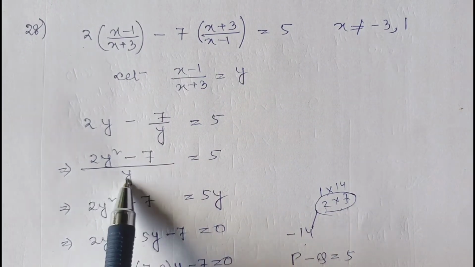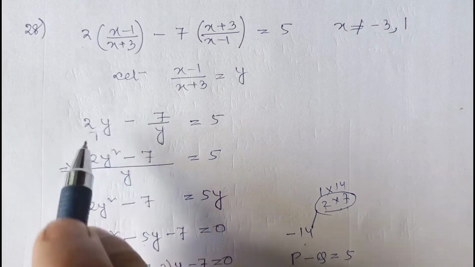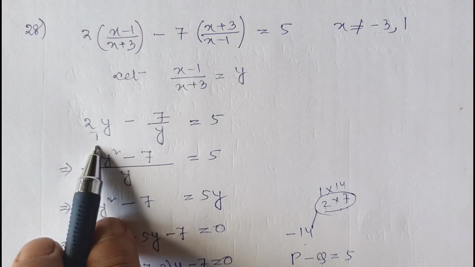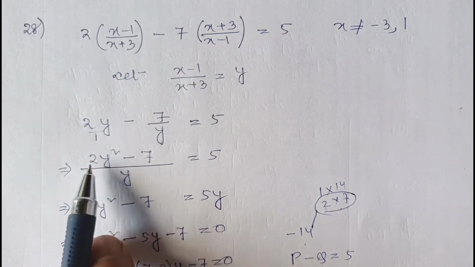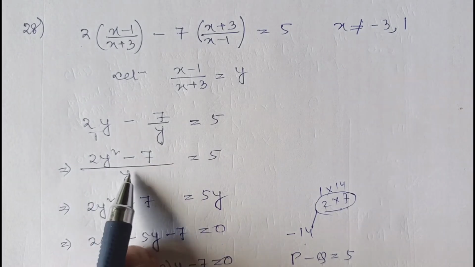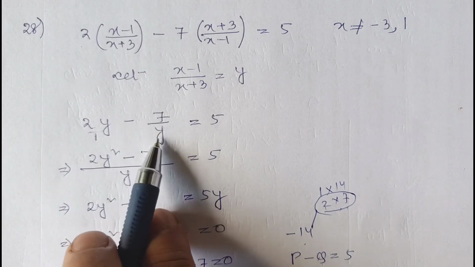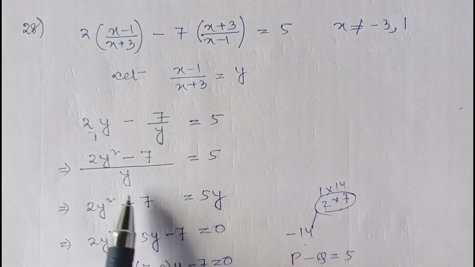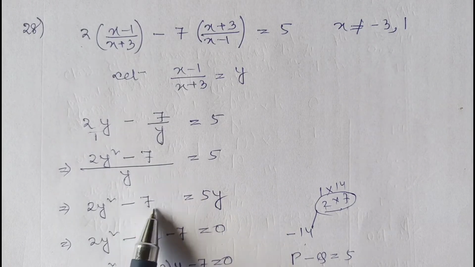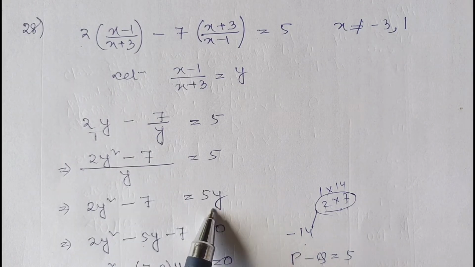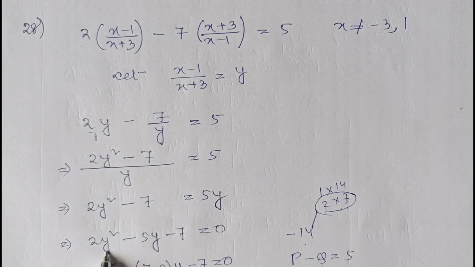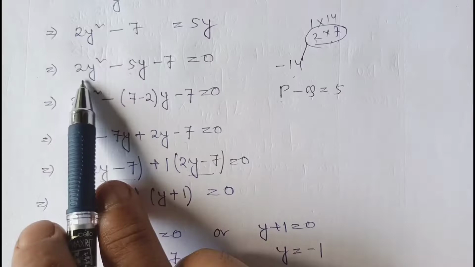Now here LCM will be y. Here we can consider it is by 1. y divided by 1 is y. y into 2y, 2y square minus y divided by y, 1 into 7, just 7, equals to 5. So 2y square minus 7 equals to 5 into y, 5y. So 2y square minus 5y minus 7 equals to 0.